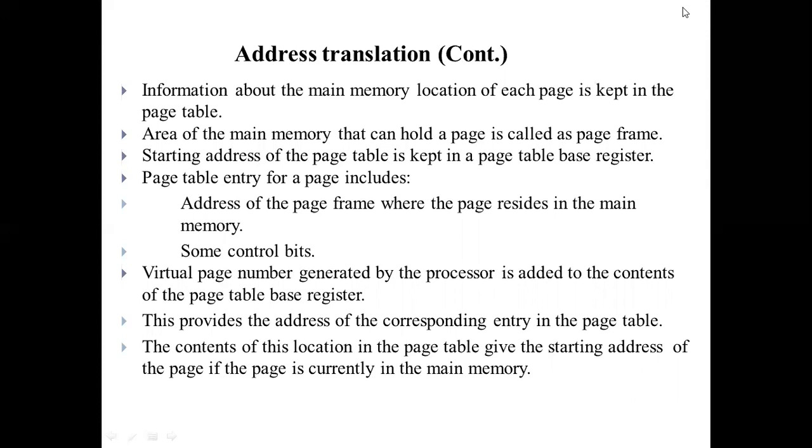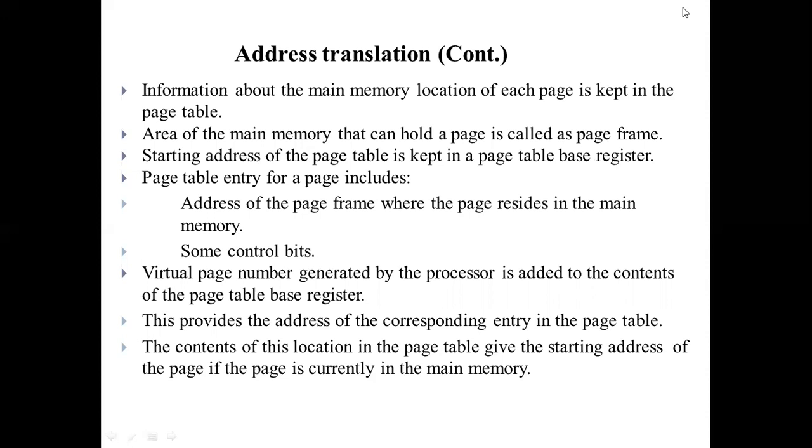The area of main memory that can hold a page is called a page frame. The starting address of the page table is kept in the page table base address register. A page table entry for the page requires the address of the page frame where the page resides in the main memory, and some control bits.